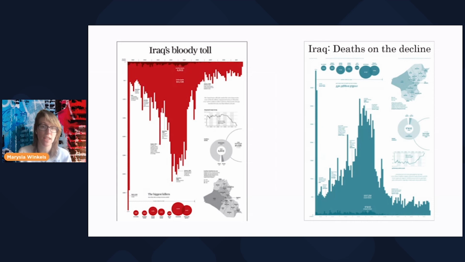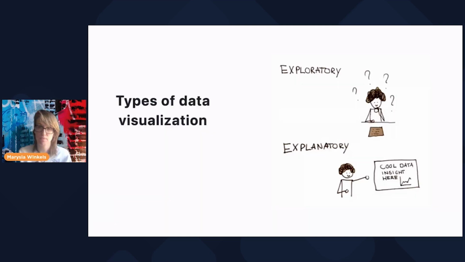And just as easily, that message can be flipped as well. The data visualized here on the right is identical to the one on the left, but because the data was presented in a different way, it also guides you to a very different conclusion. And that's why we typically make a distinction between two types of data visualization.